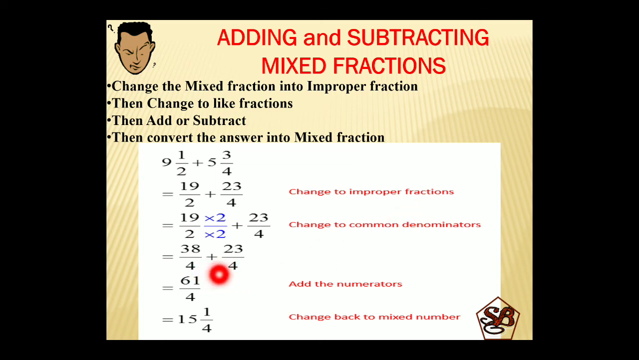In the end we again convert this into a mixed fraction by dividing 61 by 4. 4 15s are 60. This will give us 15 1 by 4. So the final answer is 15 1 by 4.